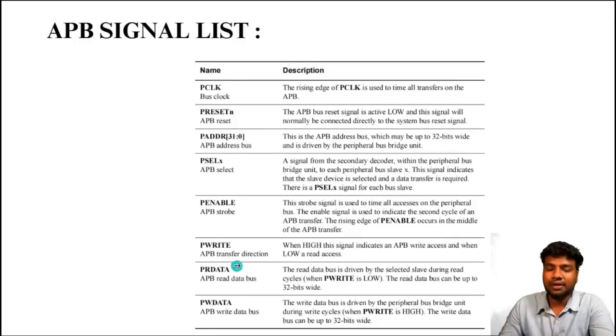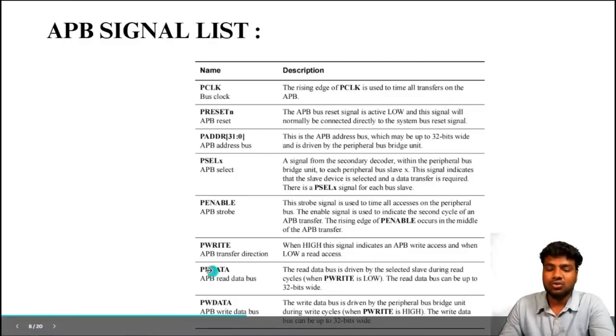And then PWRITE. If PWRITE is high, it means I can send data to the slave. If it is low, it means I can read.